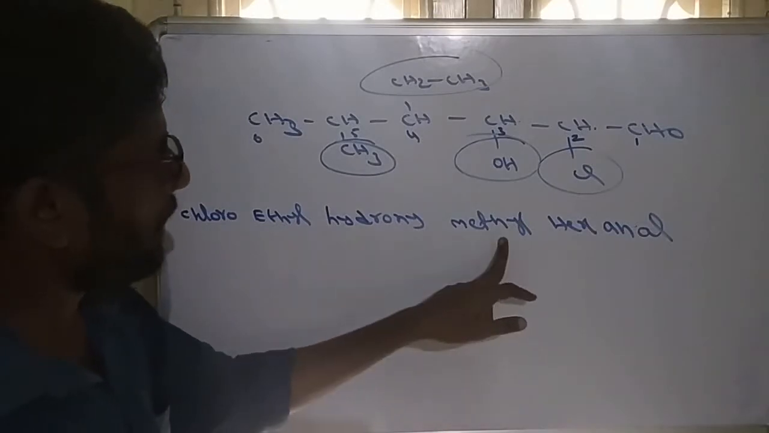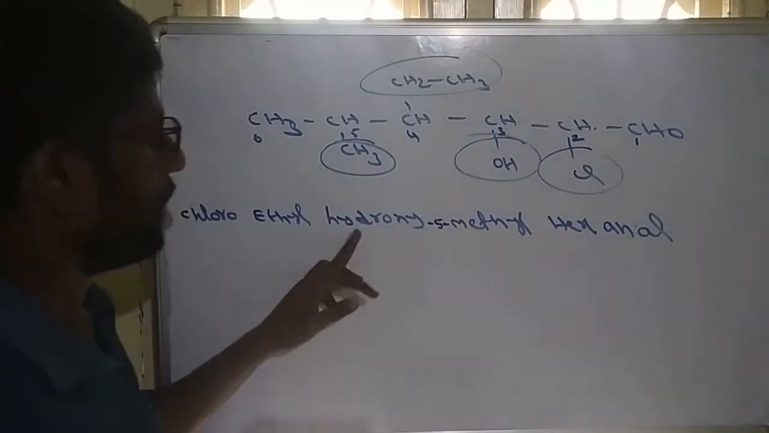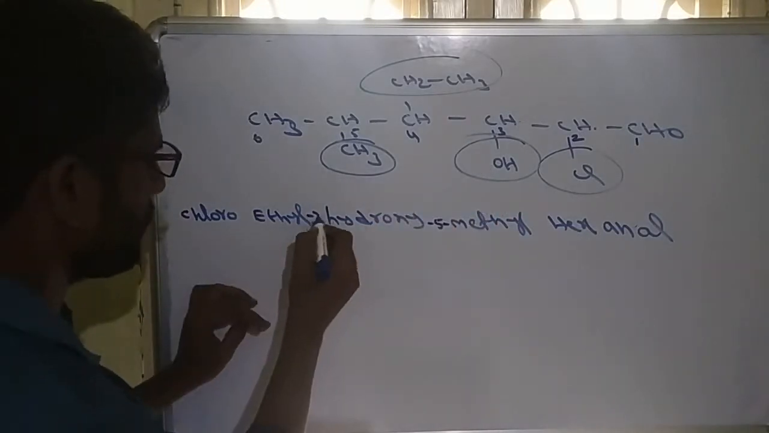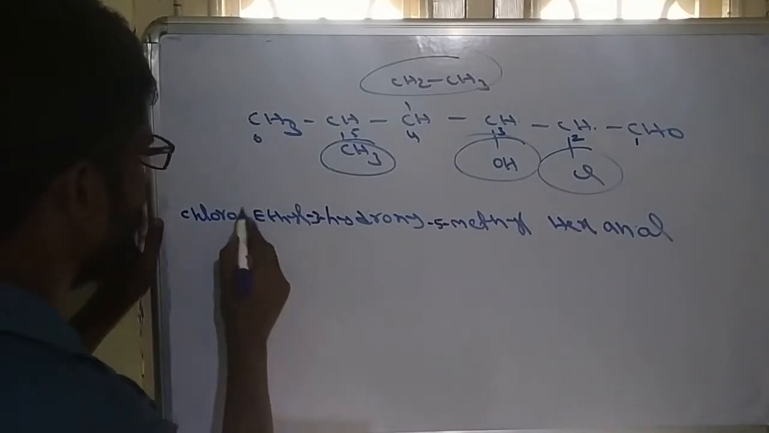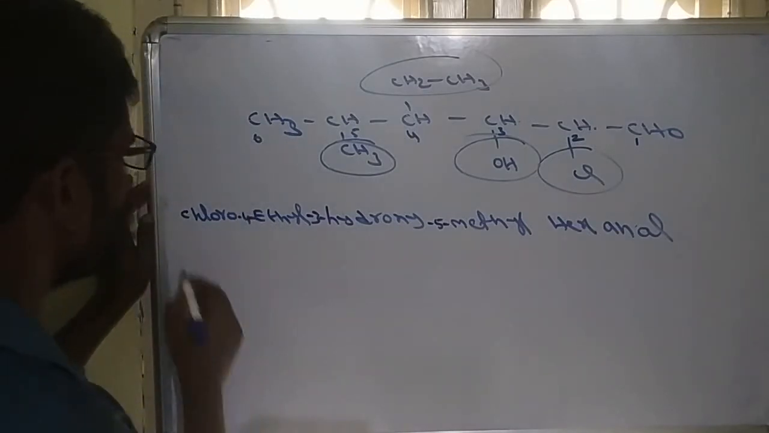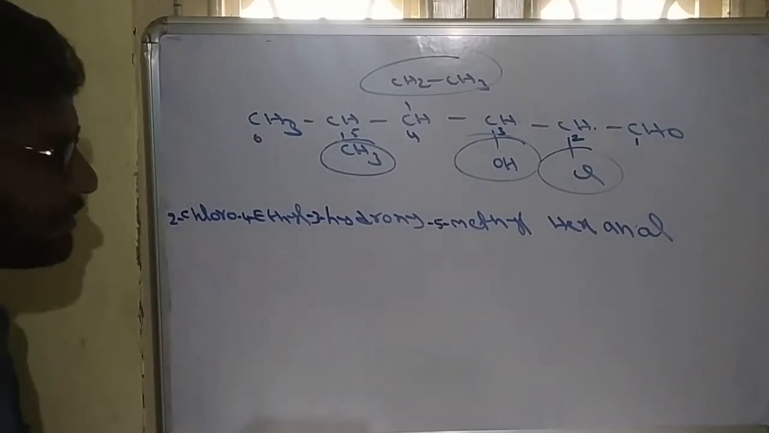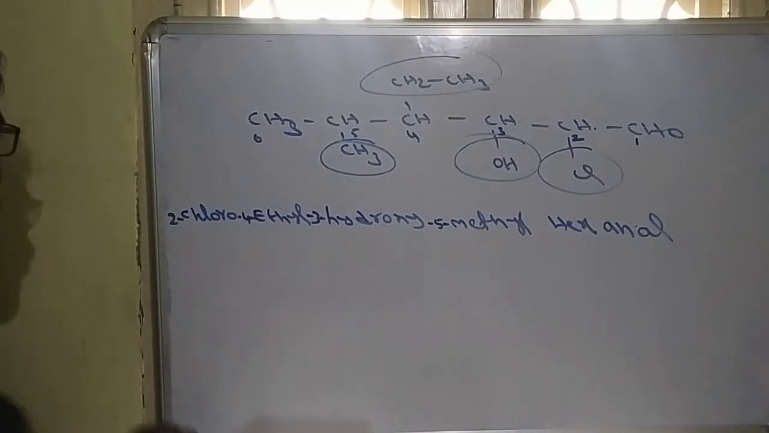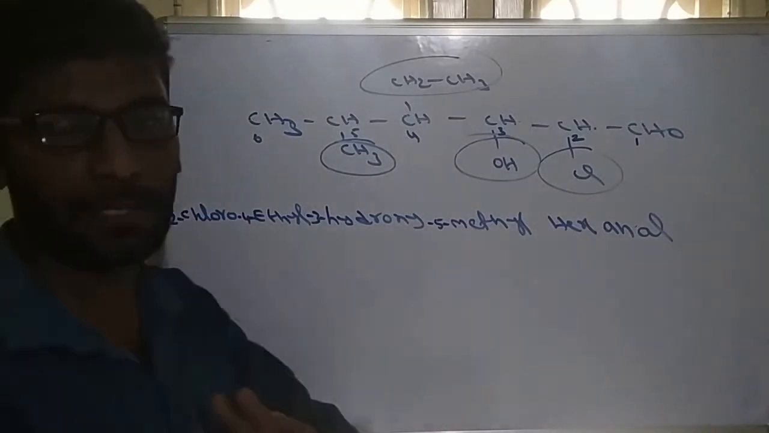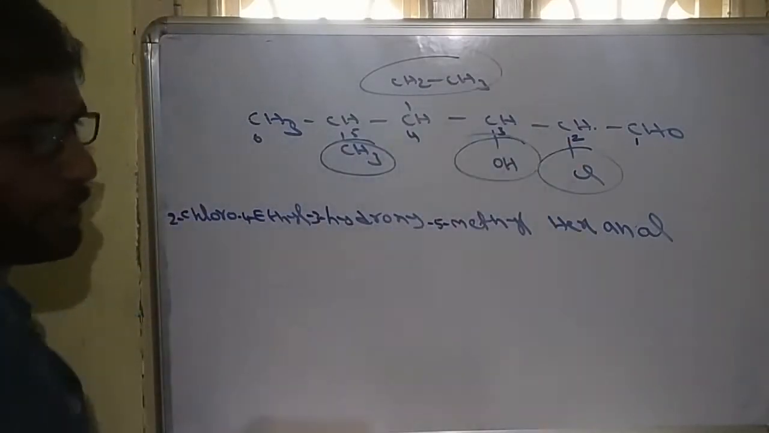And the methyl position, the 5th position: 5 methyl. Hydroxy position, 3rd position: 3 hydroxy. Ethyl position, 4th position. Chlorine position, 2nd position. So 2 chloro, 4 ethyl, 3 hydroxy, 5 methyl, hexanal is the IUPAC name. Just we have to follow the rules. Except rules, nothing is there. Only we have to follow rules. So this is the molecule.